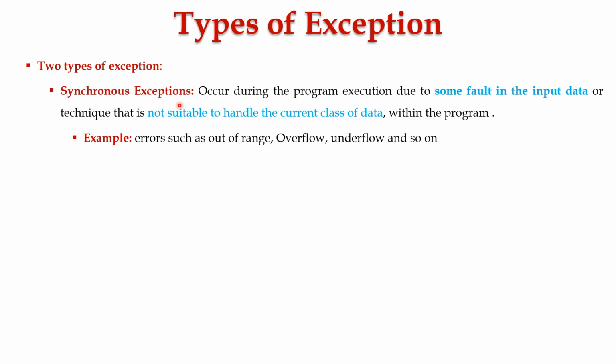There are two types of exceptions, namely synchronous exceptions. It may occur during the program execution due to some fault in input data or a technique that is not suitable to handle the current class of data within the program. A few examples for synchronous exceptions are errors such as out of range, overflow, underflow, and so on.